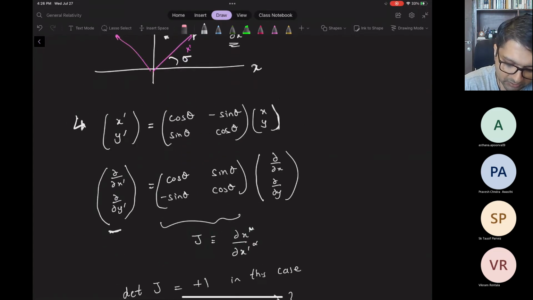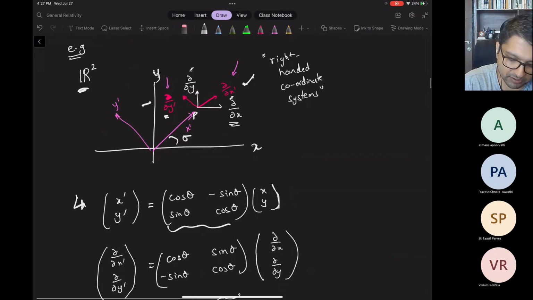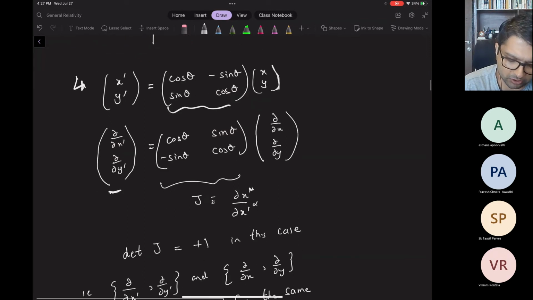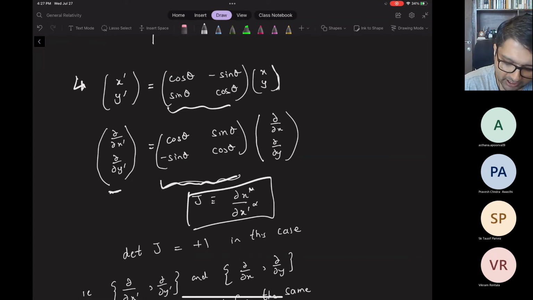Then I can find the relationship between these basis vectors using the Jacobian. So partial x prime, partial y prime is going to be the inverse of this matrix: cosine theta, sine theta, minus sine theta, cosine theta, acting on partial x, partial y. So it's basically a linear superposition of these. You worked this out much earlier in the course. So the Jacobian is this matrix, which is basically the partial x prime.